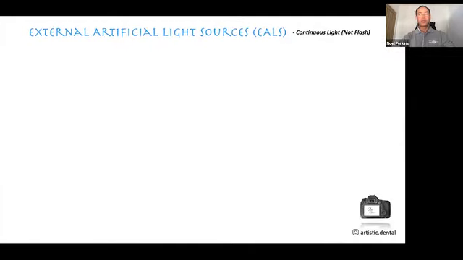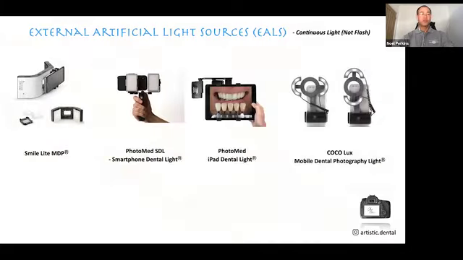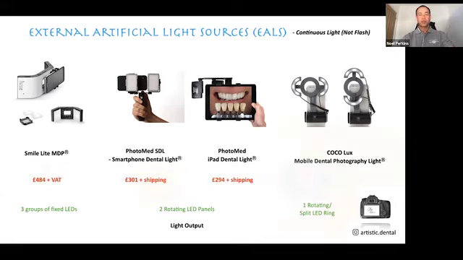Now, with mobile dental photography, you're using a continuous light source, what is termed an external artificial light source. The most popular ones on the market today: we've got Smilelight MDP. You've got two lights from Photomed for smartphone, as well as for the iPad. And then this one here from Cocolux. We've got either 3 groups of fixed LEDs for the Smilelight. You've got these 2 LED panels for the Photomed versions. And then you've got the split LED ring, which you see can rotate either horizontal or vertical. And those are the costs of each one.